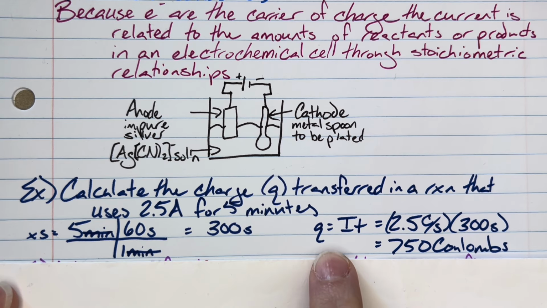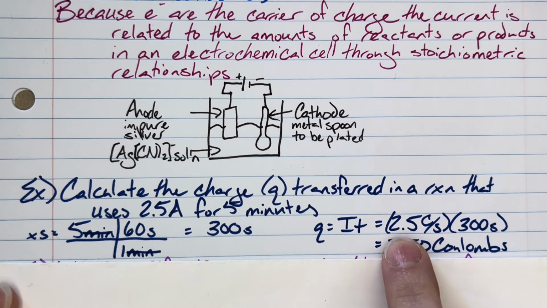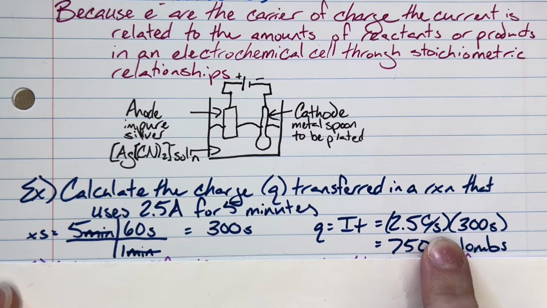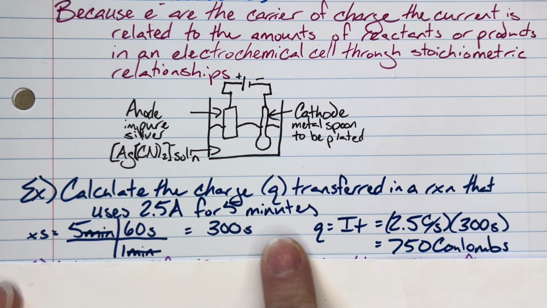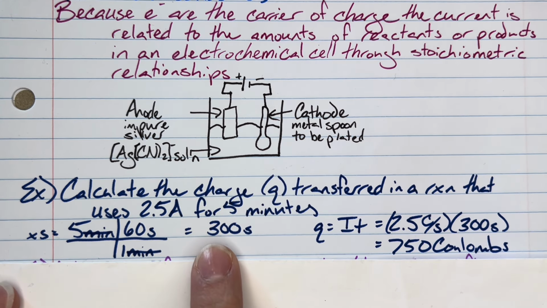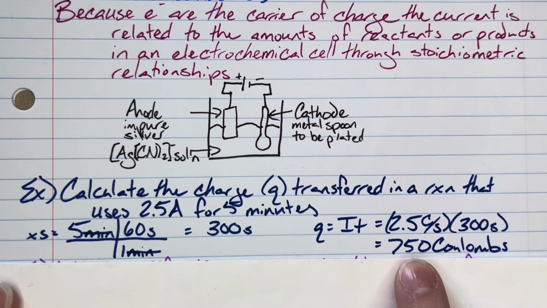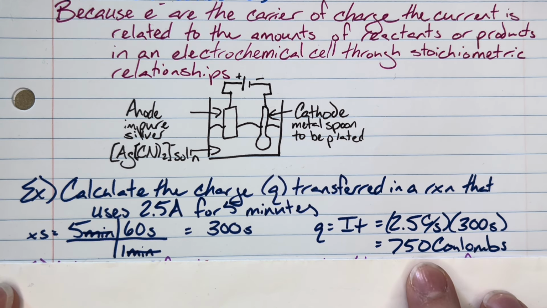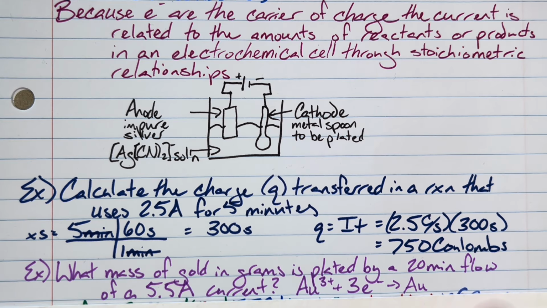Rearranging I is equal to Q over T for Q, I am left with Q is equal to IT. So we'll have the 2.5 coulombs per second, which is the same unit as amps, times how long I am able to run the electrolysis, which was 300 seconds, which is what I found here. Meaning I have a grand total charge that ran through this circuit of 750 coulombs.